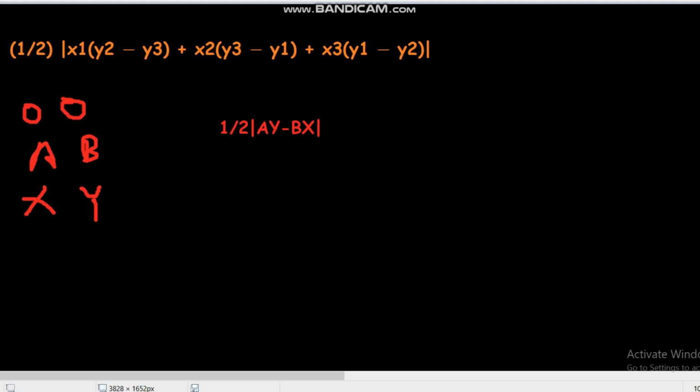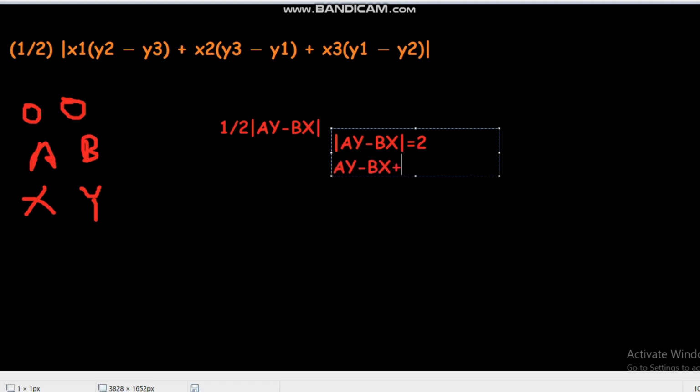Now what is the formula? Half of AY minus BX equals to 1. That means AY minus BX should be equal to 2, or you can take the mod, so mod of AY minus BX equals to 2. Now we have to find the values of A and B. If something is negative and we multiply it by minus 1, say our answer is A, B, then it becomes minus A and minus B. So we can neglect the mod term here and instead write AY minus BX equals to 2.